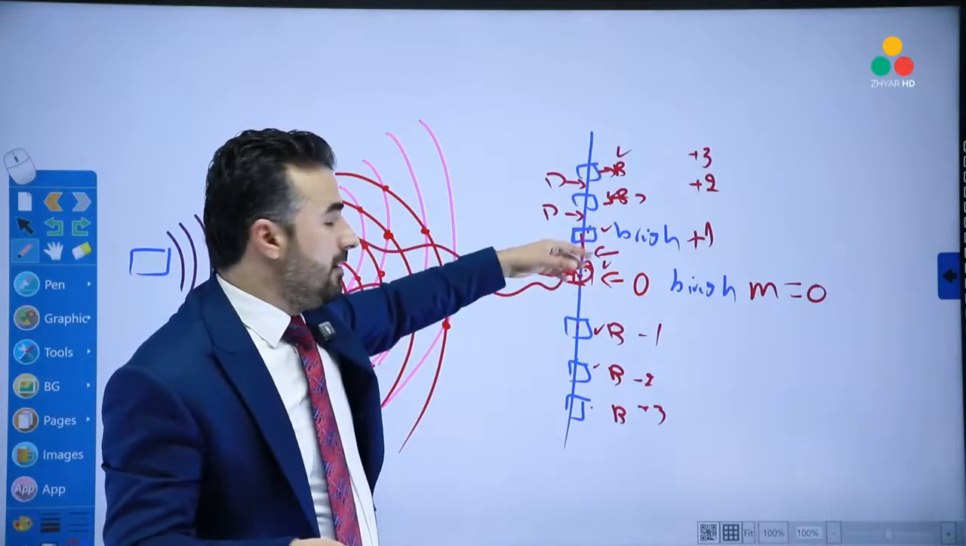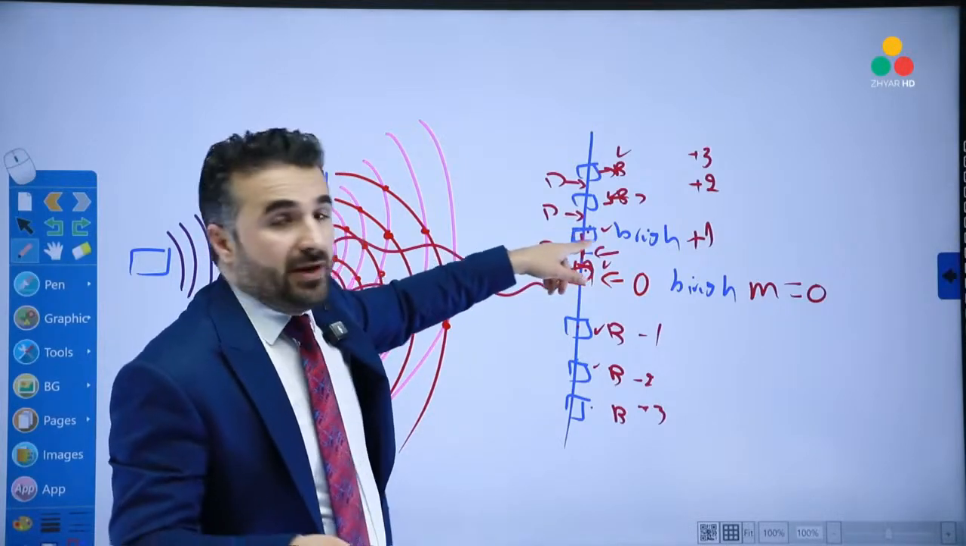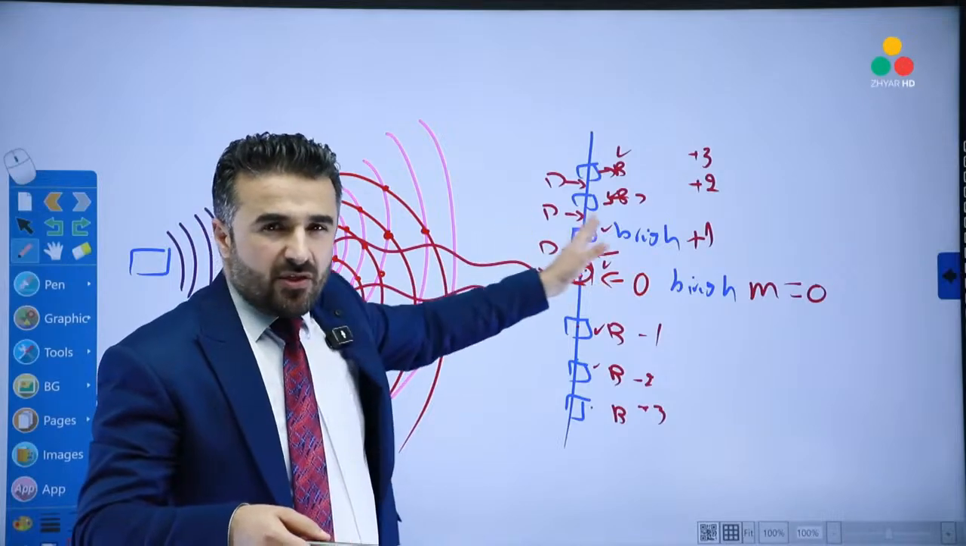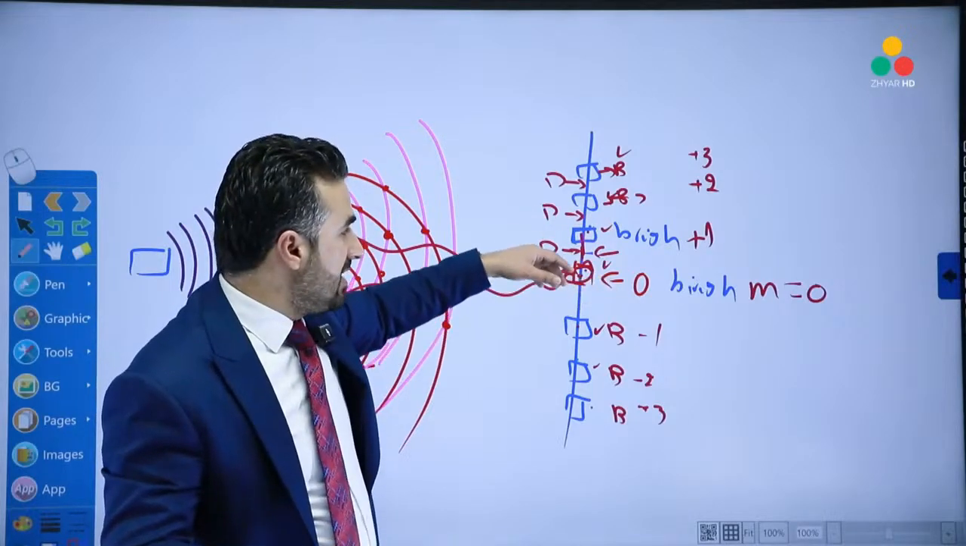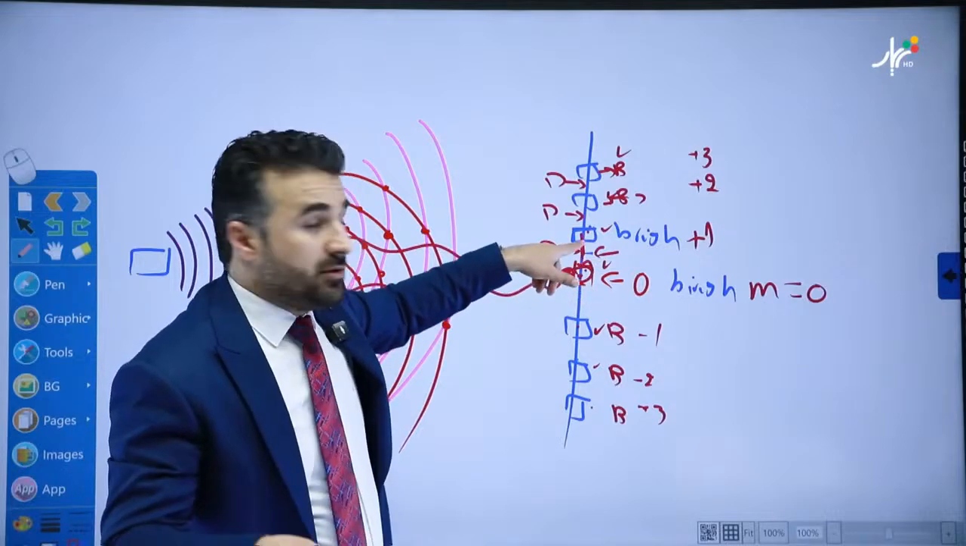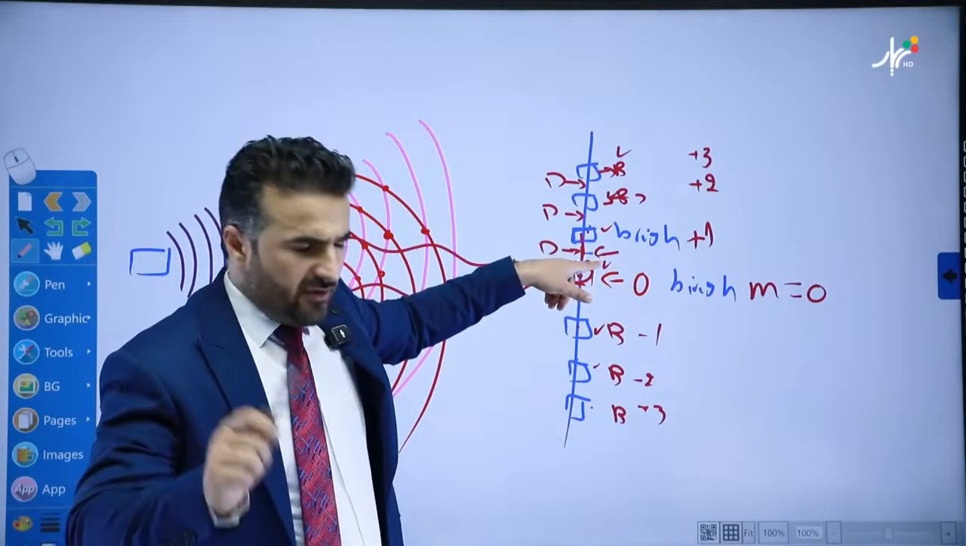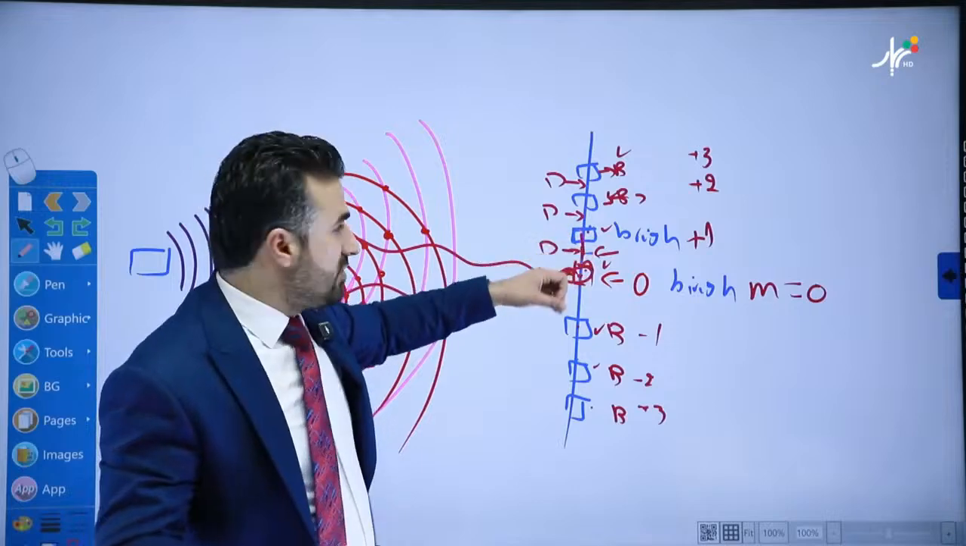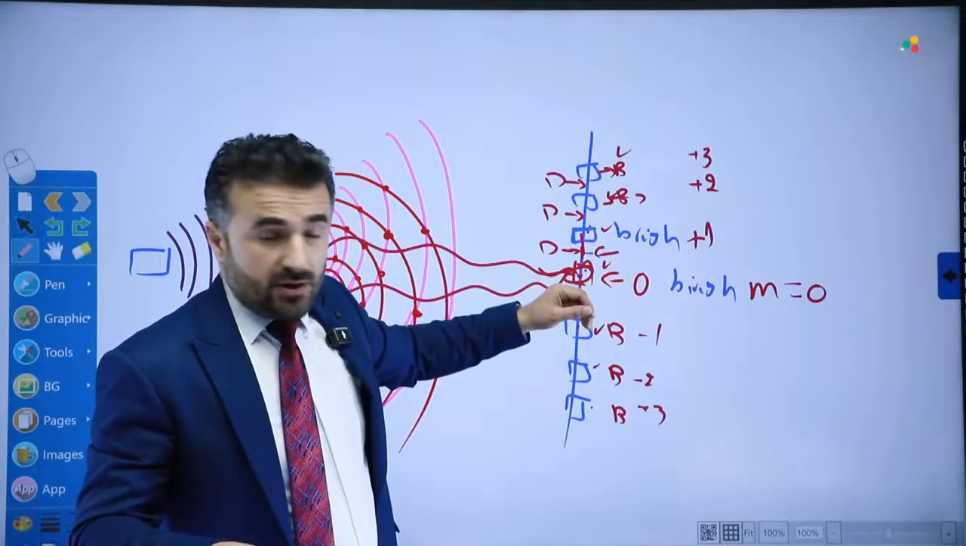According to the waves, we have a path difference, and of course we have a phase difference. So you can say one of them has traveled one extra wavelength. So the phase difference for one of them is 2 pi, which is the same as 0 or 360.